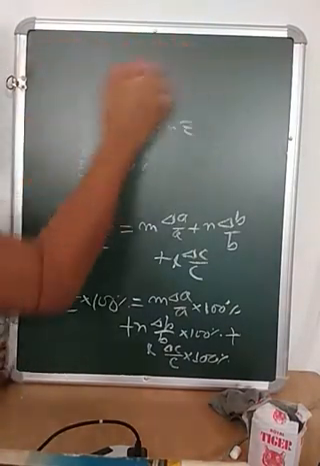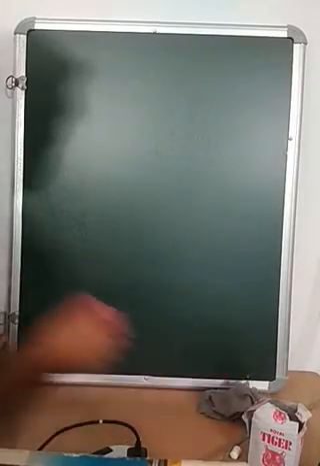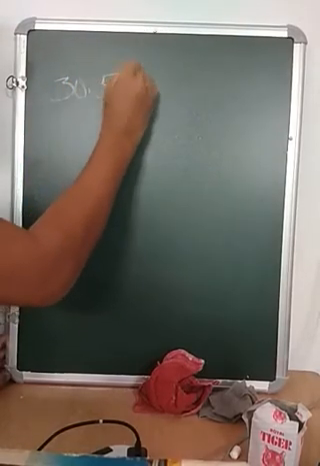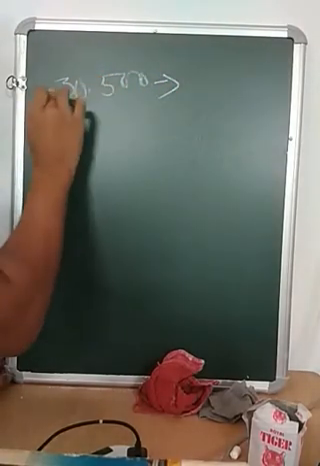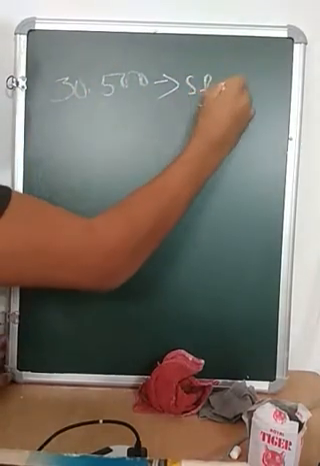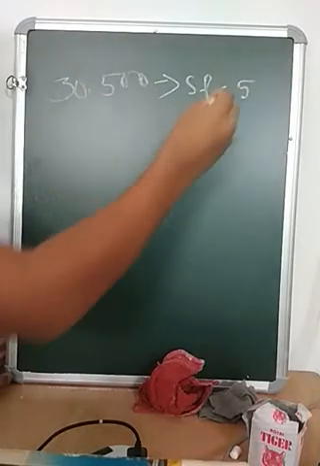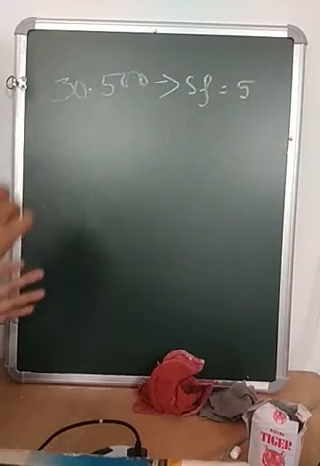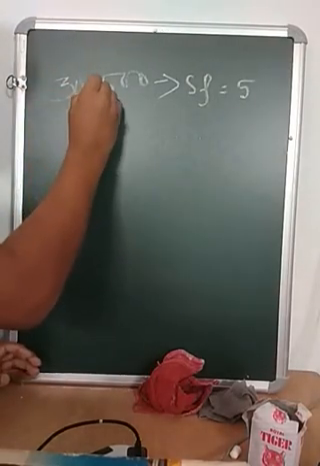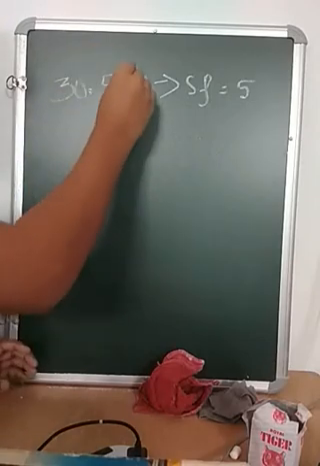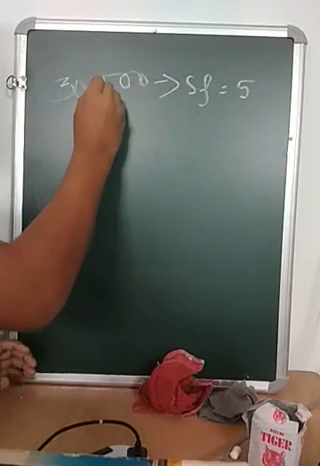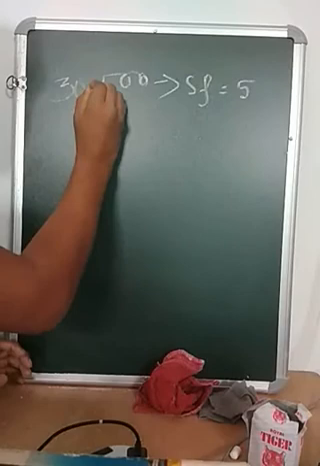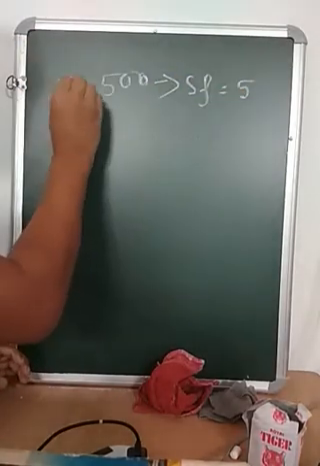Now I have given questions from significant figures. You have to determine the significant figures. The first was 30.500. How many significant figures will there be here? There are 5 significant figures. How is it 5? There are rules in significant figures, and one of the rules says that if there is a decimal point present in the number, then ending zeros are significant. Since there is a decimal point here, the ending zeros will be significant, so the significant figures will be 1, 2, 3, 4, 5.